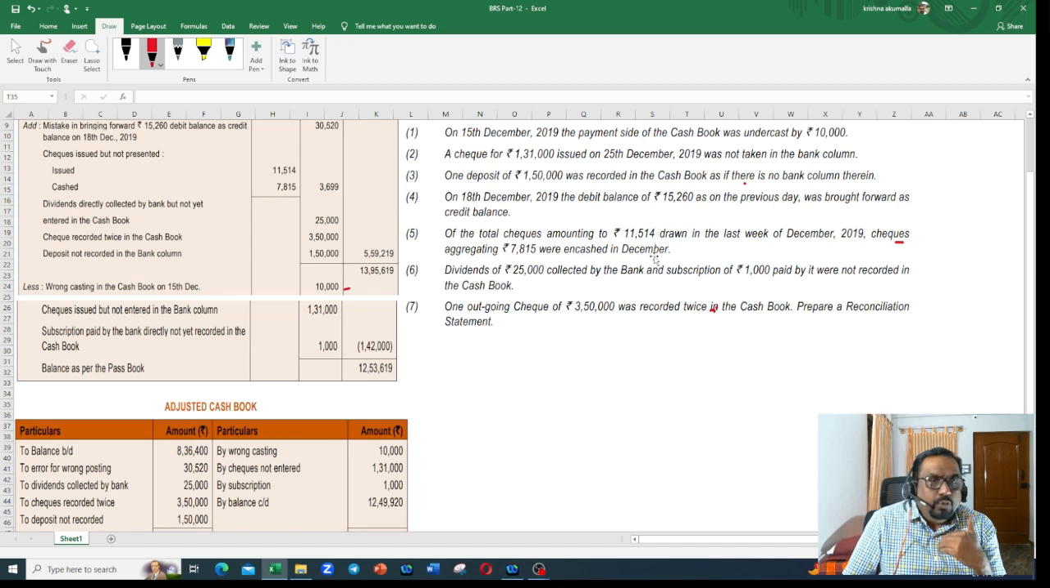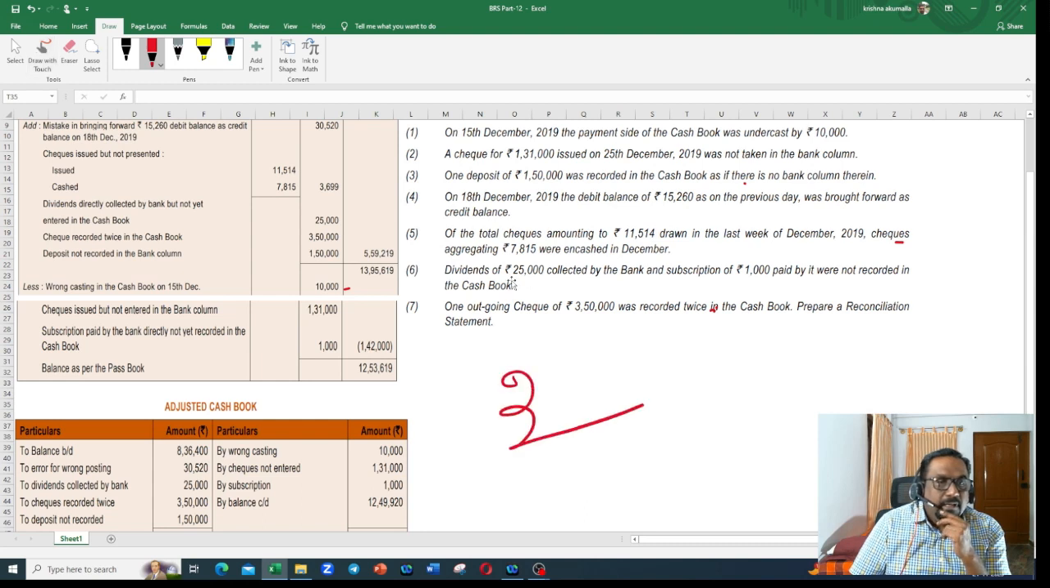So you issued the checks. Supplier did not go to bank and present it. Since he did not present those checks, banker did not make the payment. Since banker did not make the payment, you don't require to show that in your adjusted cash book. The simple reason is that is not a mistake. So this entry will not come into the books of accounts in adjusted cash book, because it is not an omission, it is not an error. So we don't require to show this.